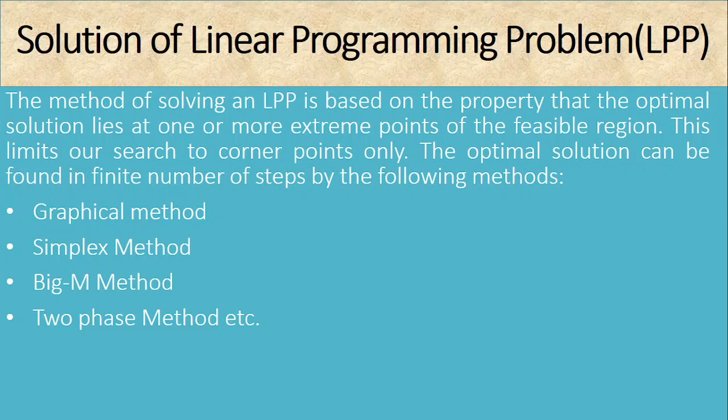So in case we have two decision variables, then we can take the help of the graphical method. Otherwise, if we have more than two decision variables, then we can use the simplex algorithm and the variants of the simplex algorithm, which are the Big M method and the two-phase method.